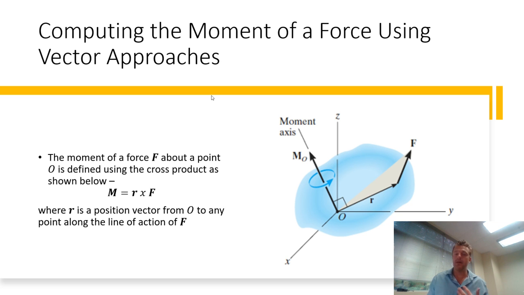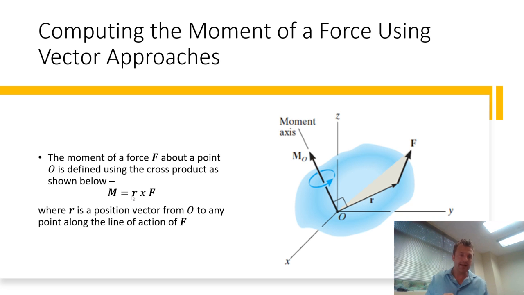And for computing moments about points, that is using the vector calculus definition that is described here. Namely, the moment as a vector of the force about a point is given as a cross product of a position vector and that force vector. The position vector is specifically defined as originating at the point of interest about which we're computing the moment and going anywhere to the line of action of the force.